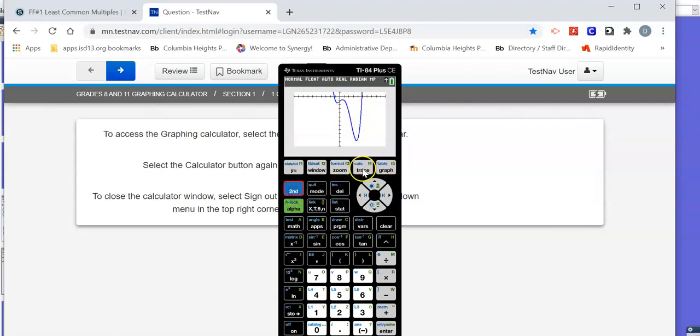So again, second calc, we want to calculate the local minimum. I think even here is okay to hit enter for your left bound because you want to make sure you're on the left side of the minimum. And then for the right bound, you want to make sure you're on the right side for the minimum. And then hit enter. And we have 3.7 and then negative 53.4.